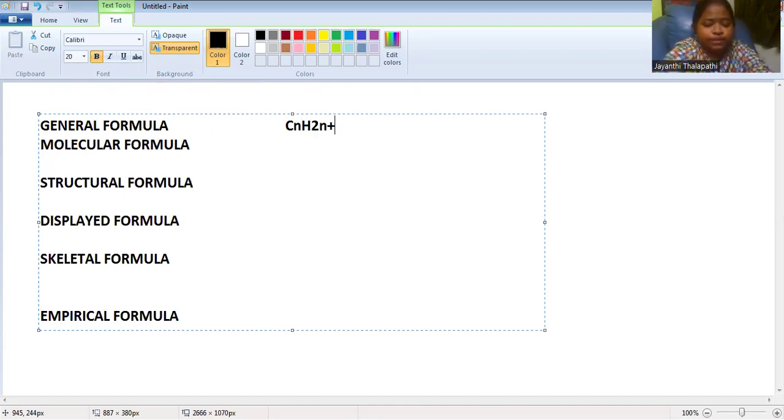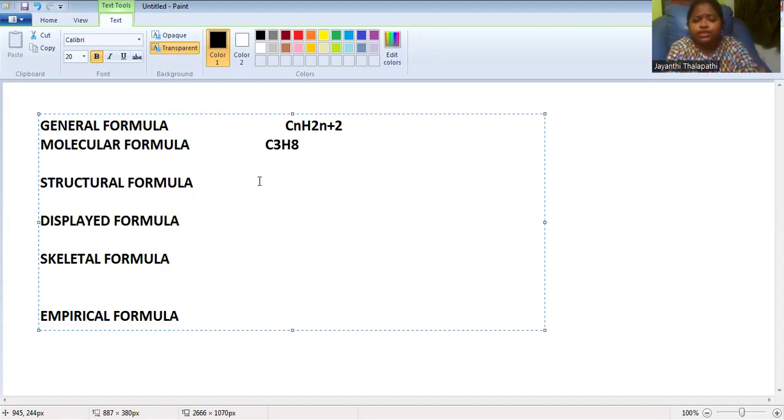CnH2n+2. So any alkane you can take. Let's take ethane or propane. So propane, we know 3 carbon atoms, right? So C3, what is the formula? C3H2n+2, which means 2 into 3 plus 2, which is 8. So C3H8, which is the molecular formula.